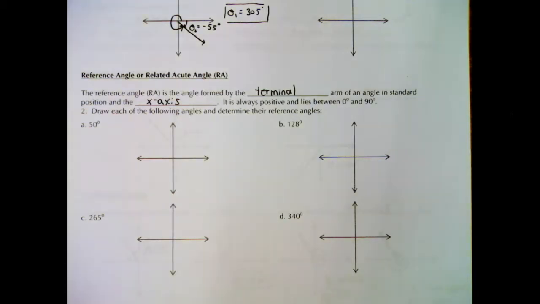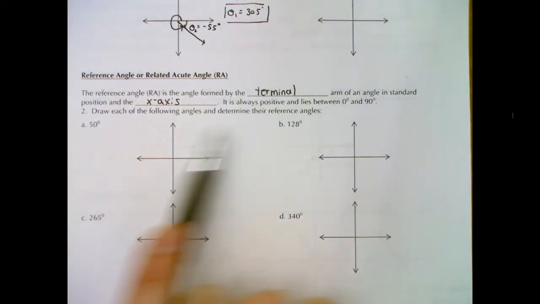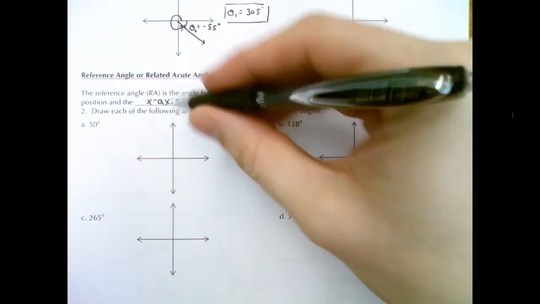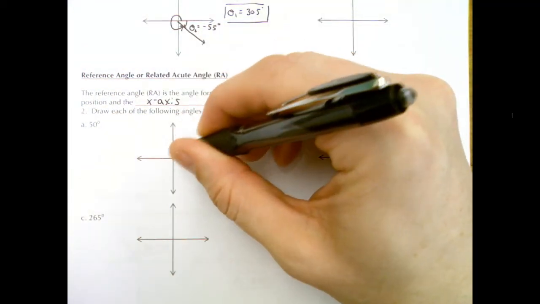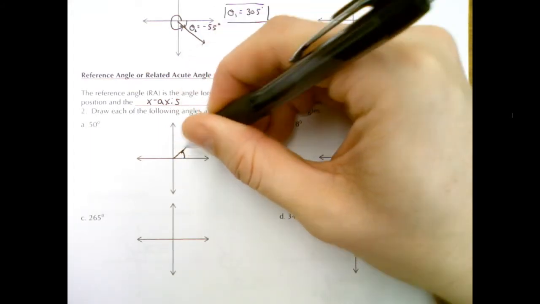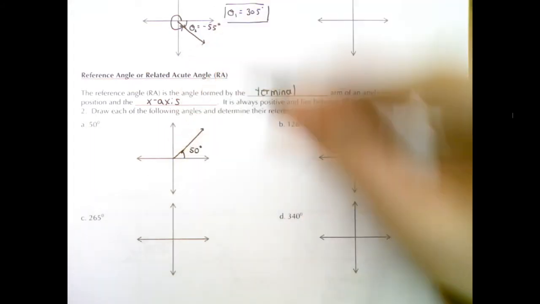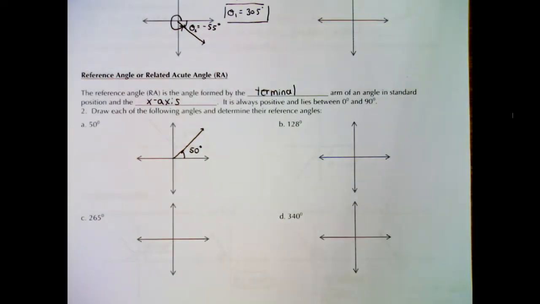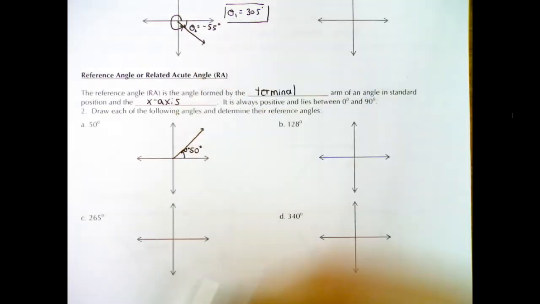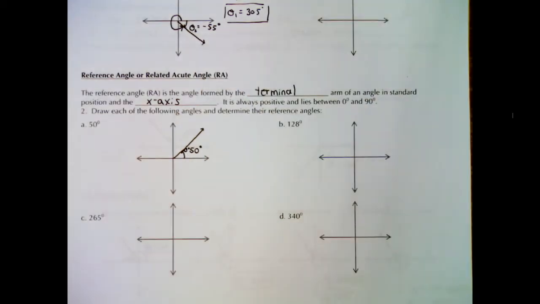So if I draw, I've got four angles here: 50, 128, 265, and 340. We can find the related acute angle. Let's try 50 degrees first. Graph 50 degrees. That would be an angle in the first quadrant. That's my theta. Theta is 50 degrees. I should probably label that on there. Theta means principal angle. My principal angle is 50 degrees.